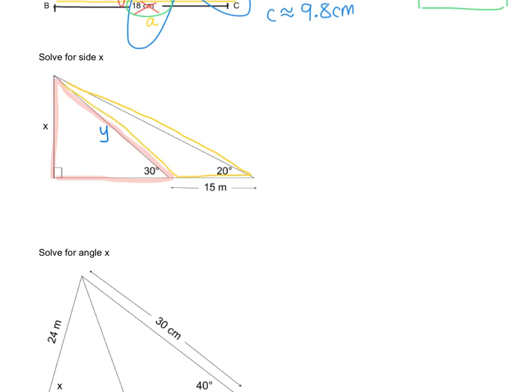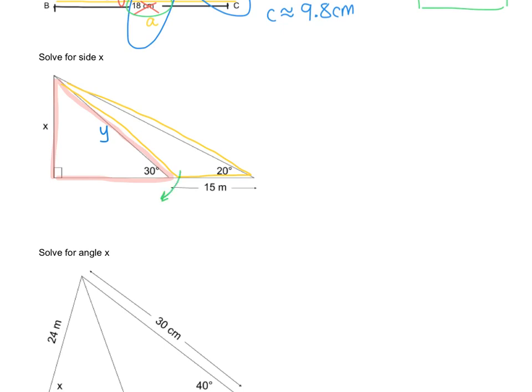So I can tell that I'm probably going to be using sine law because I have the 20 degrees and I'm looking for its opposite side. And I do have the 15 meters, but I don't have that opposite angle. But I can use my angle properties to find those missing angles in this triangle.